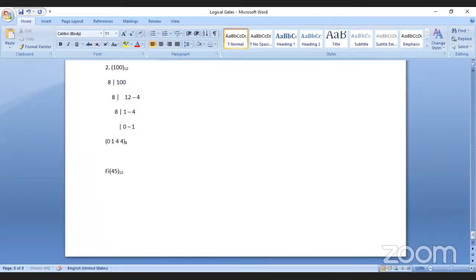What I need to find out here is the hexadecimal value of a given number. Here, 45 base 10 is a decimal number, and I have to find the hexadecimal number of it. In the previous case, I did the division with 8 because I needed to get an octal number. Here I need a hexadecimal number.